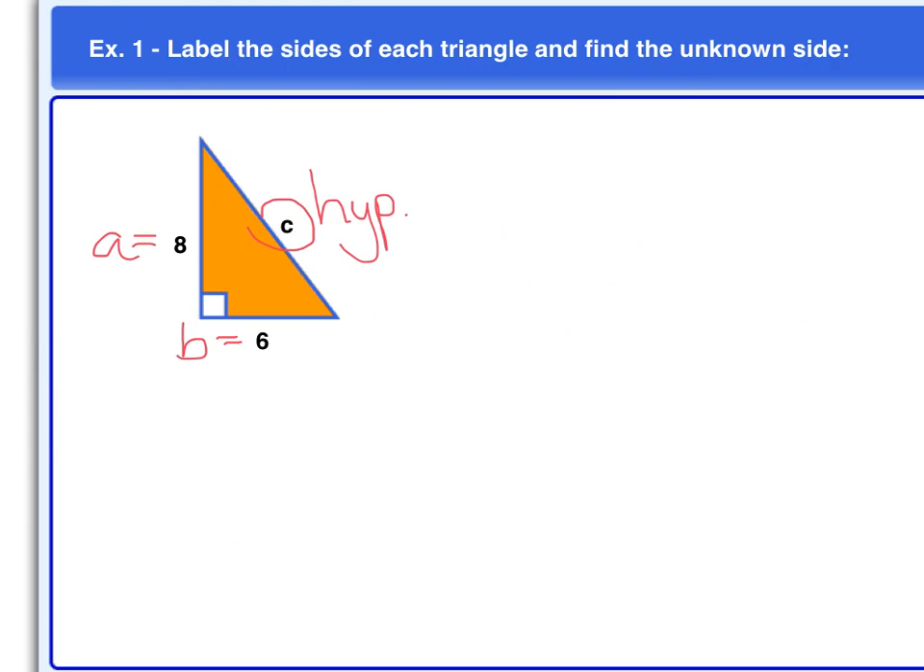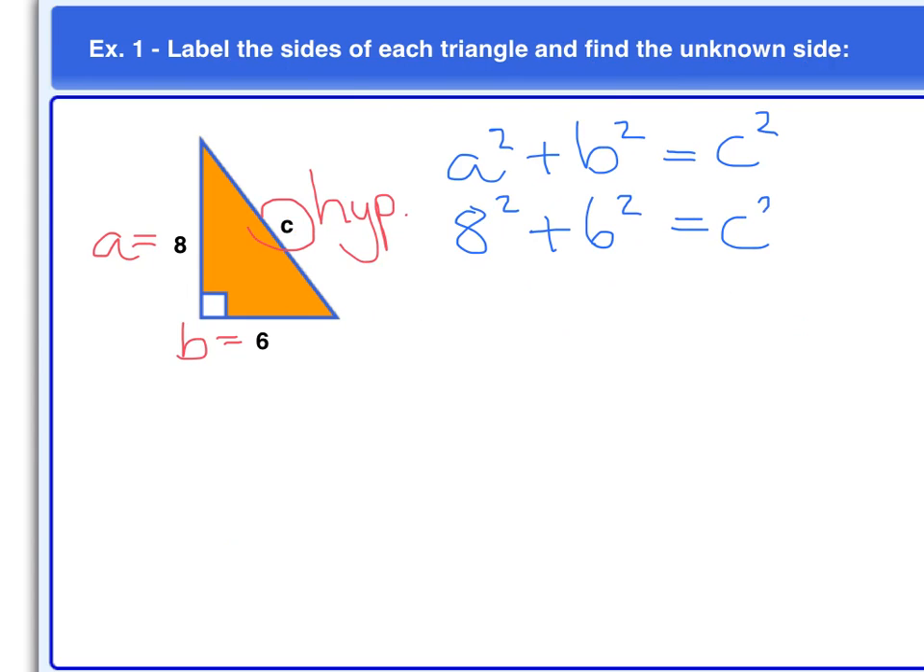Every time you do this, you're going to write out your Pythagorean theorem. So we have a squared plus b squared equals c squared. Let's sub in what we know. We know that a equals 8. We know that b is 6. And we're trying to solve for c. Now, C is on the right-hand side right now, but that's okay. We'll just leave it there. If you really didn't like it, you could take both sides and completely flip them around. So let's start evaluating.